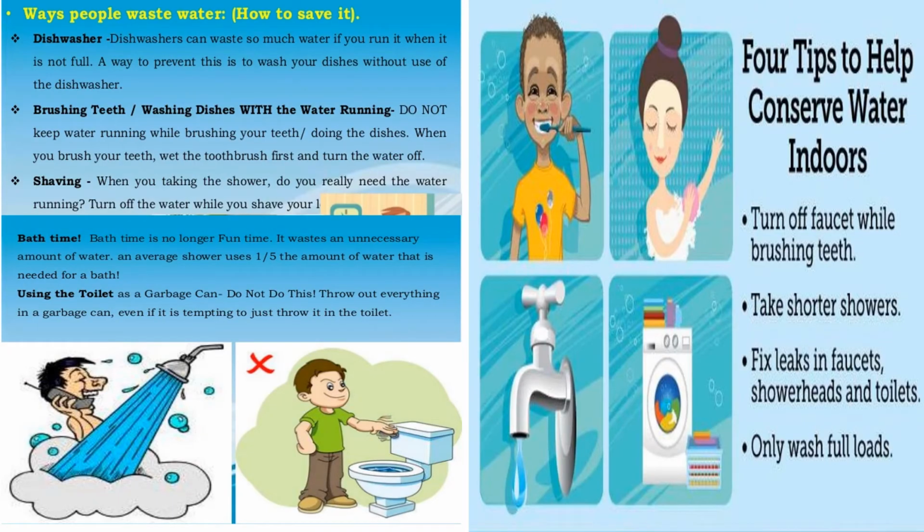Ways people waste water and how to save it. By using the dishwasher, brushing teeth, washing dishes, taking more time in bathing, using the toilet, and using too much water. A dishwasher can waste so much water if you run it when it is not full. A way to prevent this is to wash your dishes without the dishwasher. Do not keep water running while brushing your teeth. When you brush your teeth, wet the toothbrush first and turn off the water.